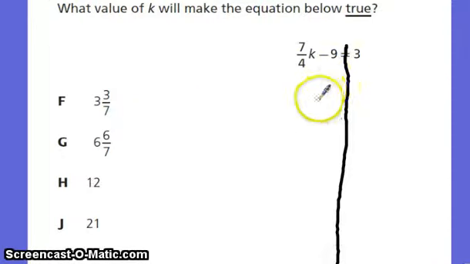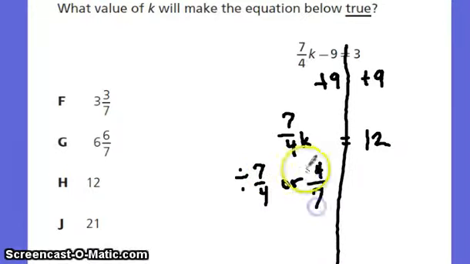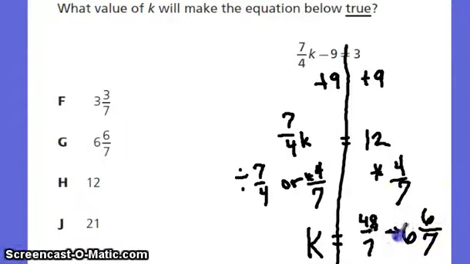Which one of these is going to make this true? Add 9 to both sides. 7/4 K is equal to 12. You can do one of these. You can divide by 7/4, or don't do both. You can multiply by 4/7. You should get the same thing. That's going to be 48 over 7, and that will be 7 times 6 is 42, and you have 6 left over. So 6 and 6/7 there.